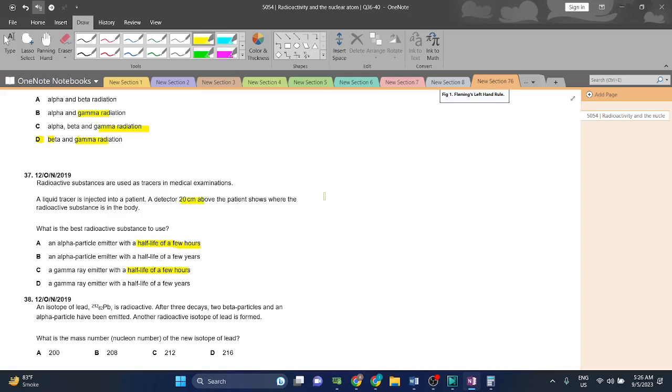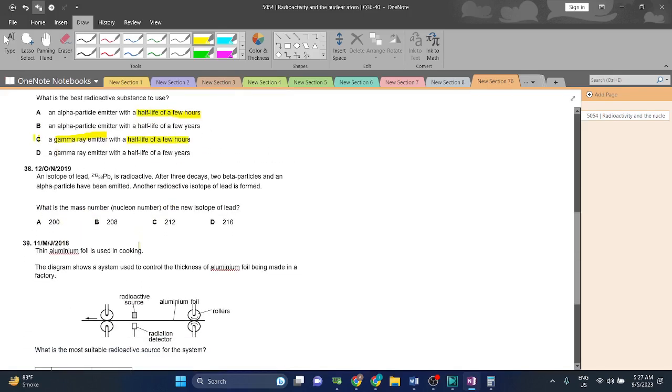And alpha particles, you know their penetration is the least. It can at max pass through a paper. Actually, it is stopped by paper, but yeah. So it will not be penetrating through the human flesh. So gamma rays should penetrate through human flesh, which is 20 centimeters above the patient, as shown. Hopefully you got that.